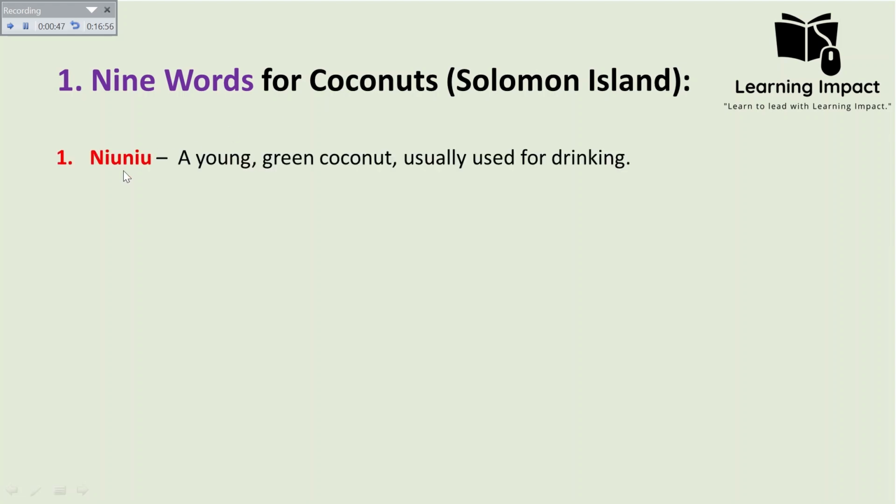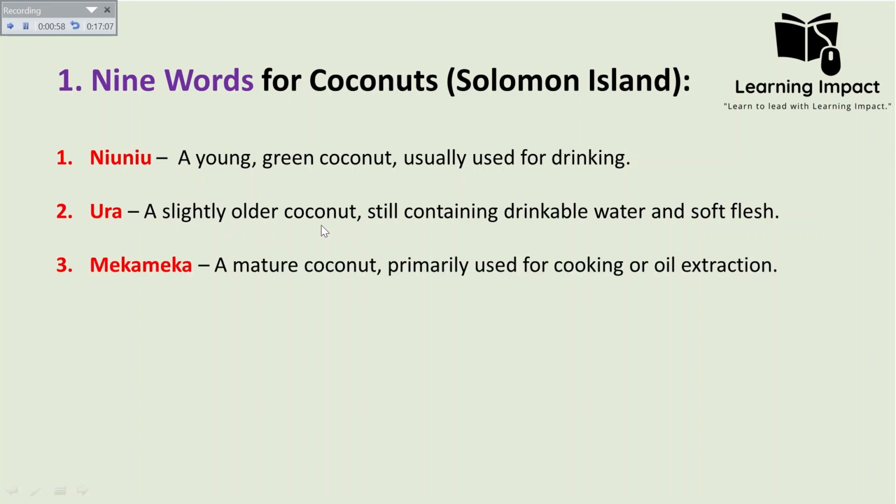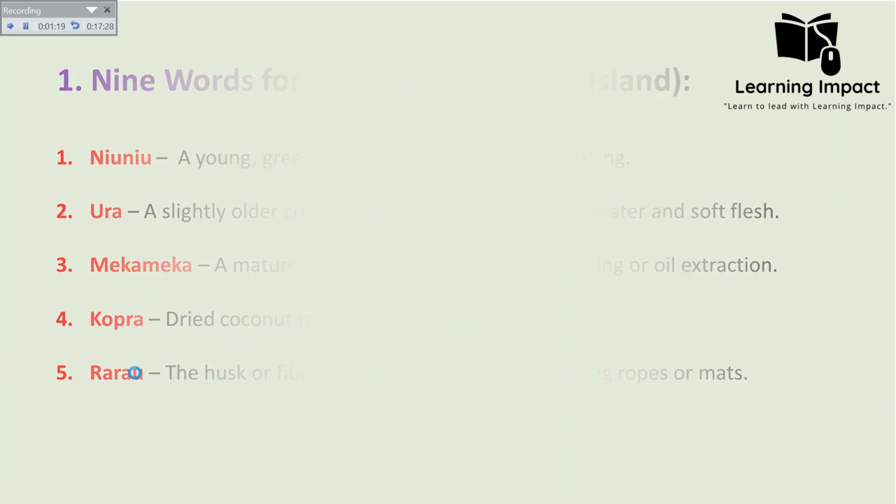For example, nani is the word that refers to a young and green coconut, usually used for drinking. The second word is yora, a slightly older coconut still containing drinkable water and soft flesh. The third word is makimeka, a mature coconut primarily used for cooking or oil extraction. The fourth word is copra, the dry coconut meat used for making oil. The fifth word is rari, the husk or fiber of the coconut used for making ropes or mats. So these are some of the words, and there are also 4 other words.